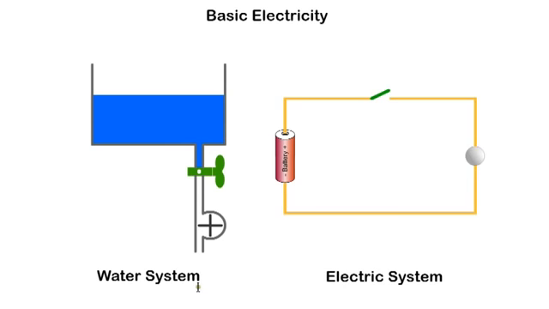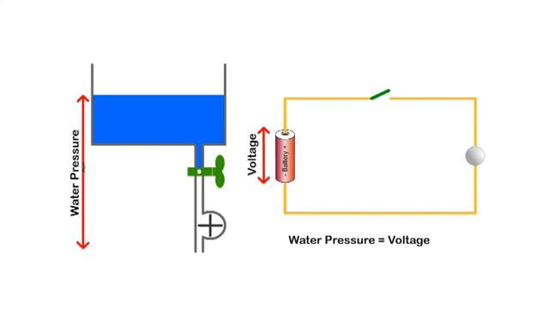We'll use an analogy with a water circuit to explain the operation of an electric circuit. The water pressure due to the height of the tank is similar to the potential difference or voltage provided by the battery. The valve is similar to the switch and the wheel is similar to the lamp, while the flow of water can be compared to the flow of current.